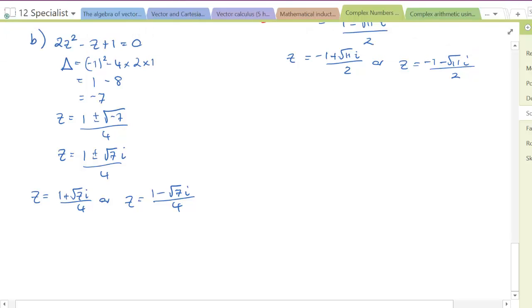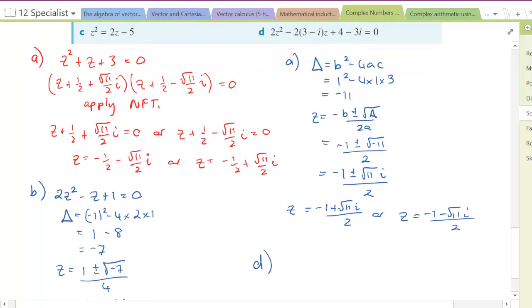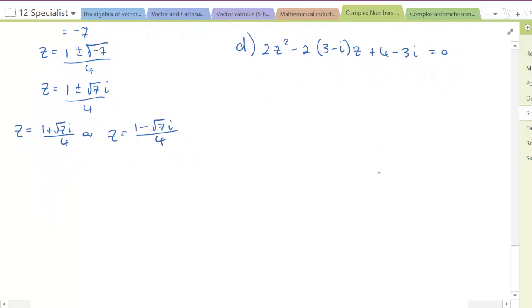We're going to look at D as our last one using the same approach. So we have 2z squared take 2, 3 take i, z plus 4 take 3i is equal to 0. So this one is a lot more complex, but it's still easier than completing the square. So a is 2, b is negative 2, 3 take i, and c is equal to 4 take 3i.